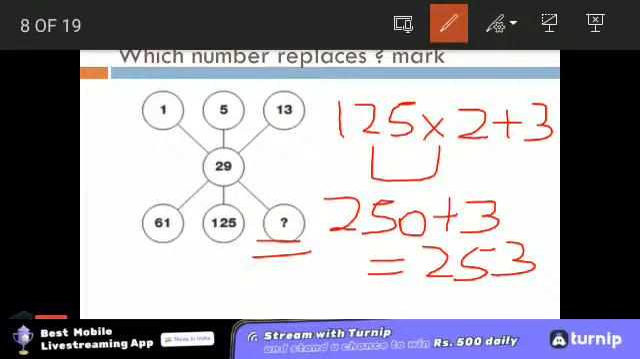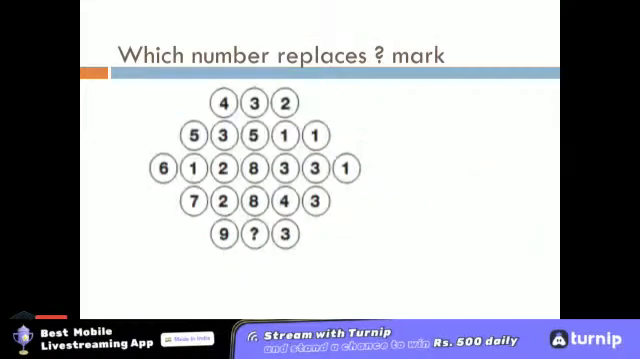The next is, see, now again there are so many numbers, 4 3 2, 5 3, 5 1 1. Now which number replaces the question mark? Again, you need to be quick, think smartly, which number is replacing the question mark.